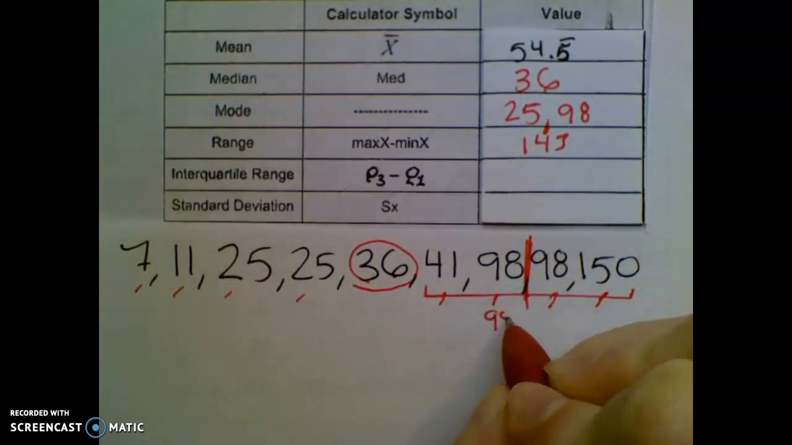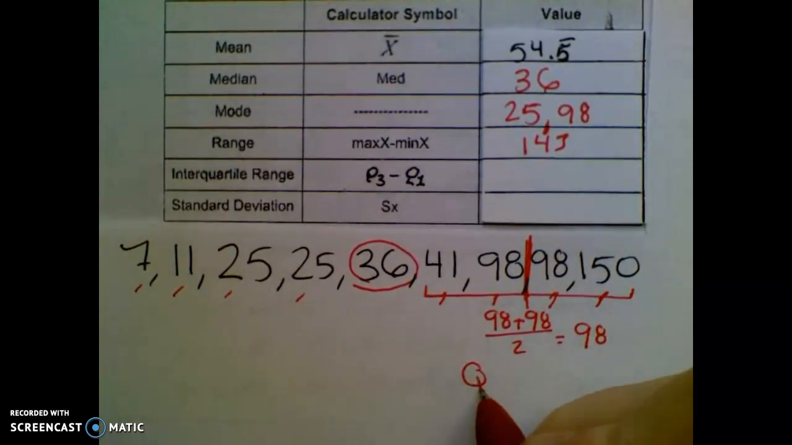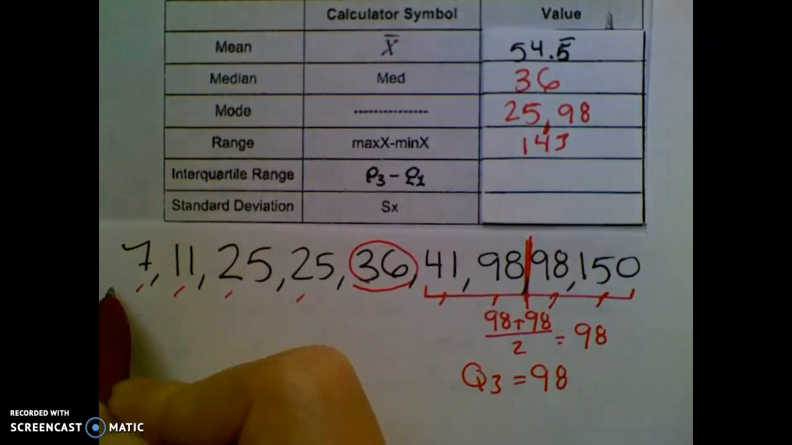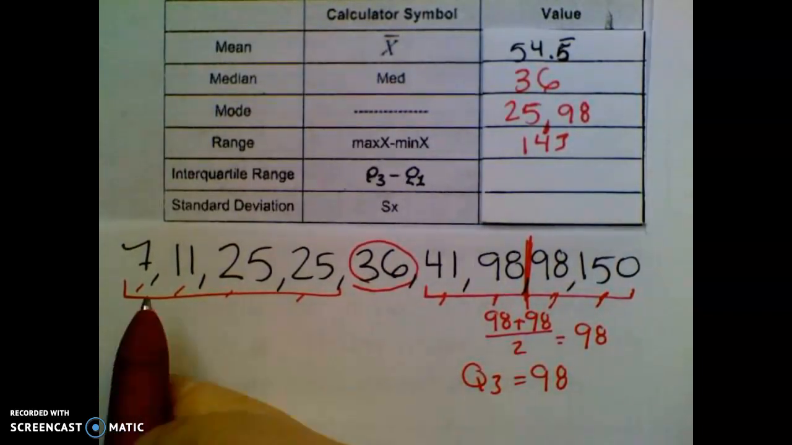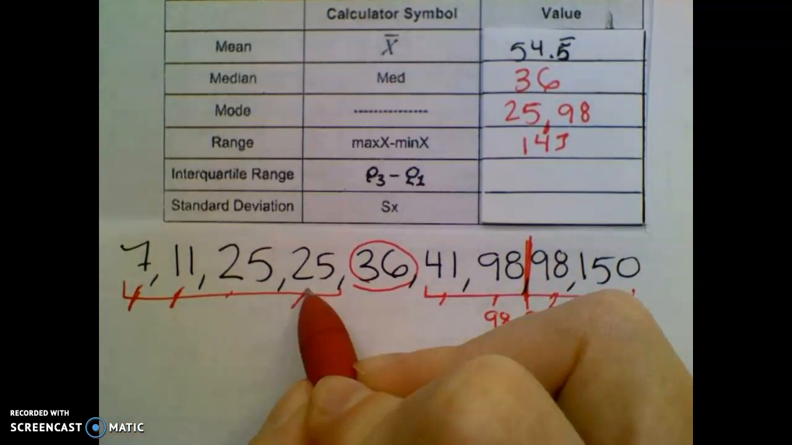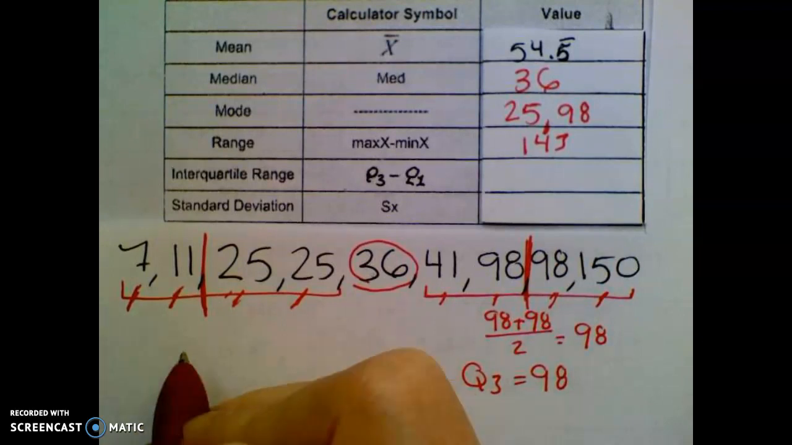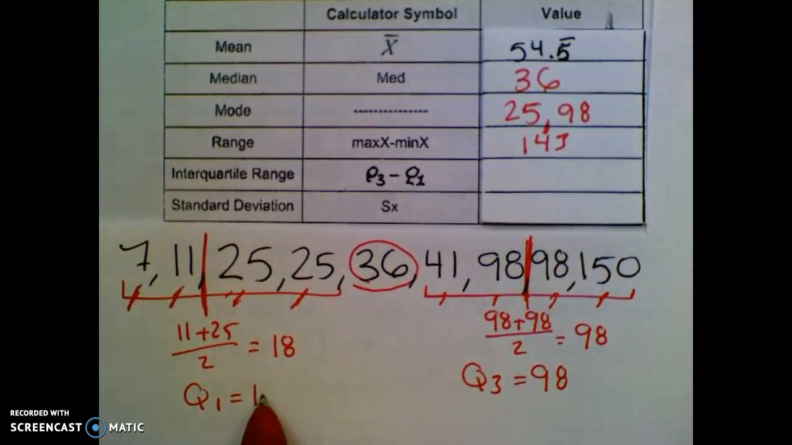I'm going to go ahead and do it: 98 plus 98 divided by 2. I do not need to do the math on that. I know it's going to be 98. So my Q3 is 98. Okay, to find Q1, I'm going to find the middle of the lower half of my data. So ignoring 36, I'm going to count up 1, 2, count down 1, 2. Oh, my average is right there in the middle. That one's not as obvious without doing the math. So I'm going to say 11 plus 25, divided by 2. That is 18. So Q1 is 18.